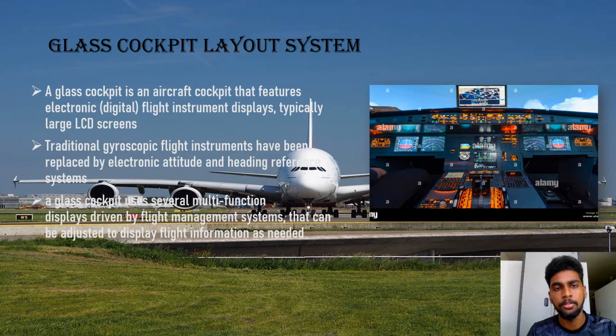We now move on to the glass cockpit layout system. First of all, a glass cockpit is an aircraft cockpit that features electronic digital flight instrument displays, typically large LCD screens. The traditional gyroscopic flight instruments have been replaced by electronic attitude and heading reference systems. A glass cockpit uses several multifunction displays driven by a flight management system that can be adjusted to display flight information as needed. These are all in electronic format, and they are used in modern aircraft.